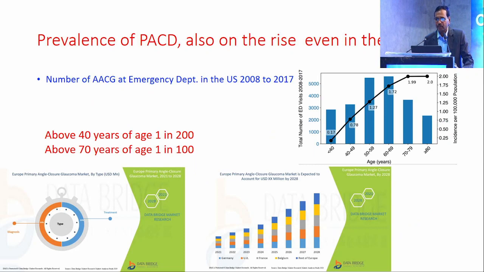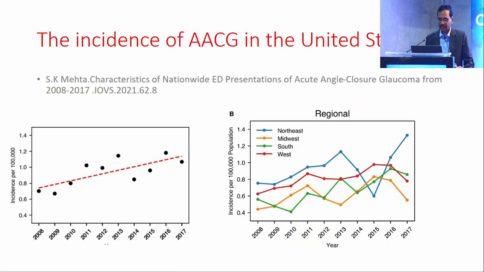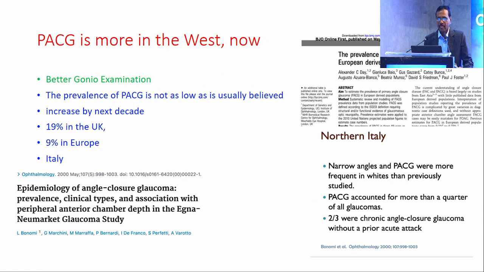The prevalence of PACD is also rising in the West. They are supposed to think that POAG is more common in the West, but recent trends in the last decade show that PACD is on the rise in the West also. This is the incidence of acute angle closure glaucoma in emergency departments of the US, and PACD is more common in the West now, including UK and Italy.